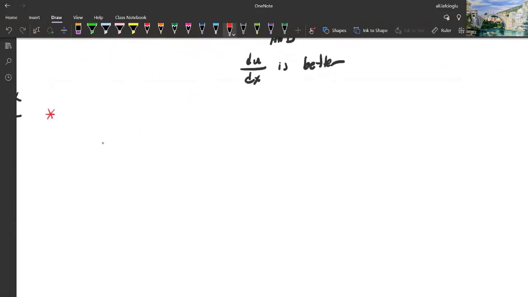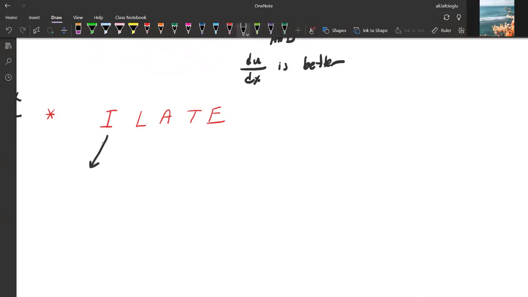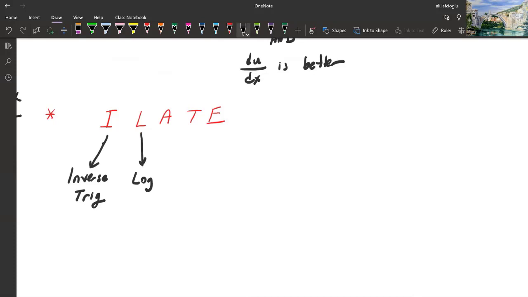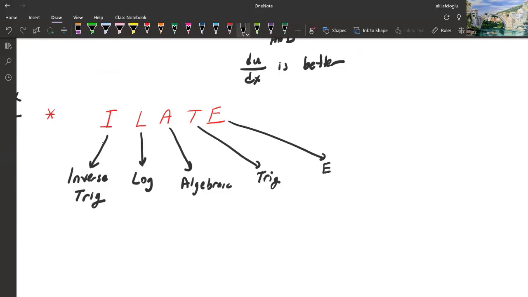There is a rule, the ILATE rule. Let me write ILATE here. So what's the meaning of that? I stands for inverse trigonometric functions. L stands for logarithmic functions. A, algebraic functions. T, trigonometric functions. E, exponential functions.